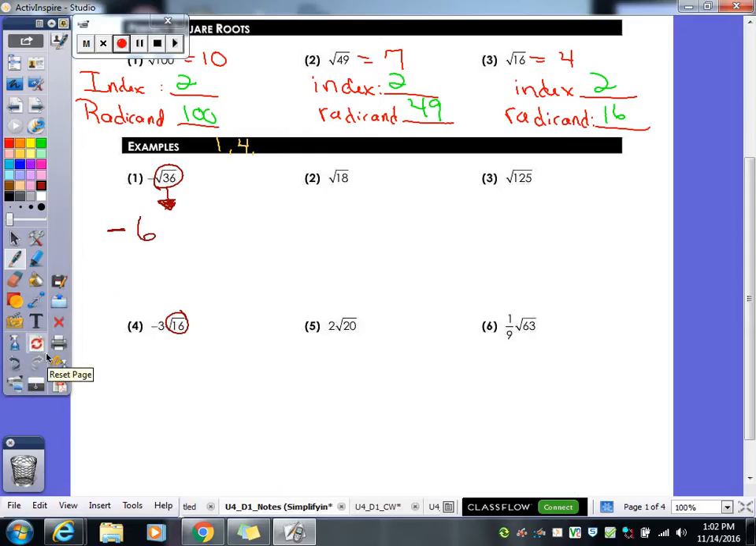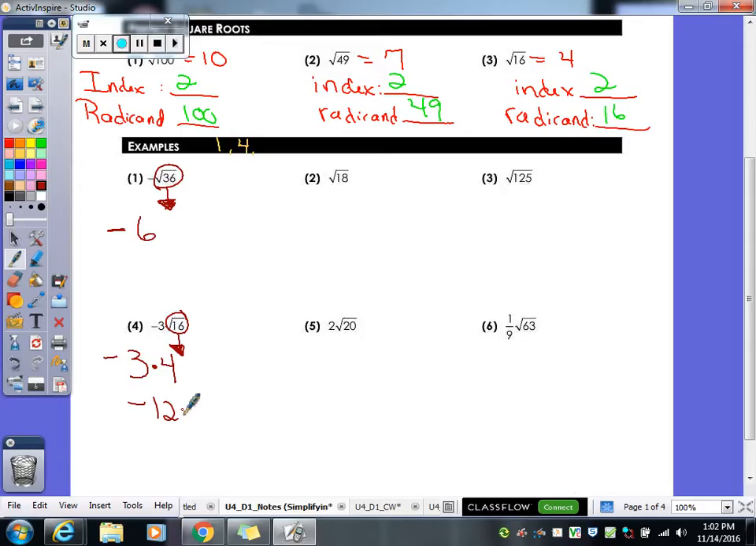No radical sign. Here, number 4, 16 is perfect. I put my coefficient on the outside. Here's my perfect child, or my perfect square. This 16 is going to pop out as a plain old 4. And then I'm going to multiply what's left over. Negative 3 times 4 is negative 12.